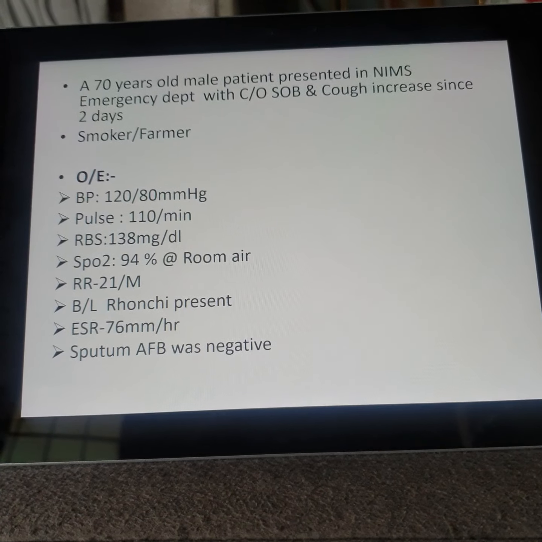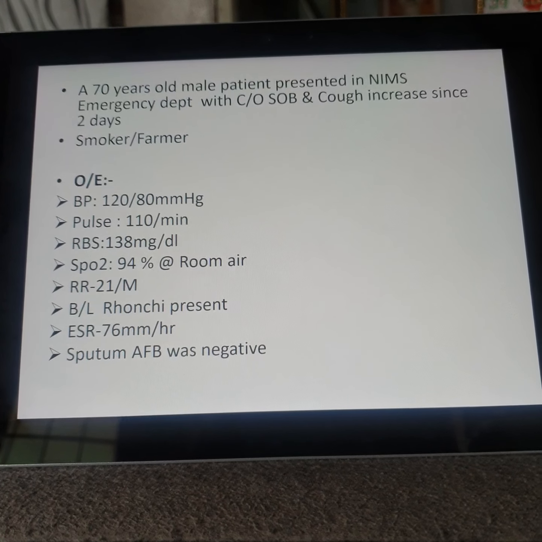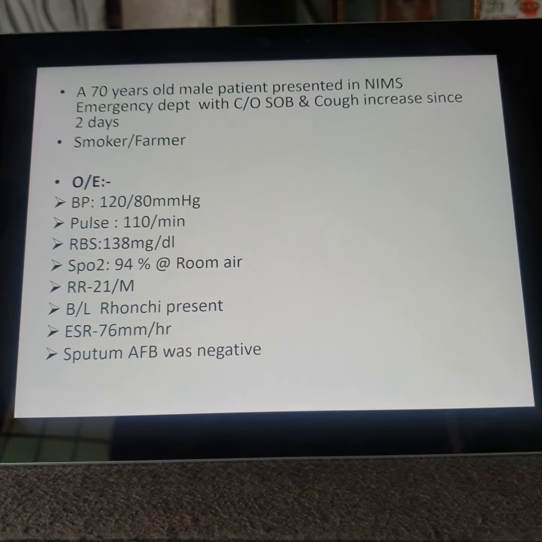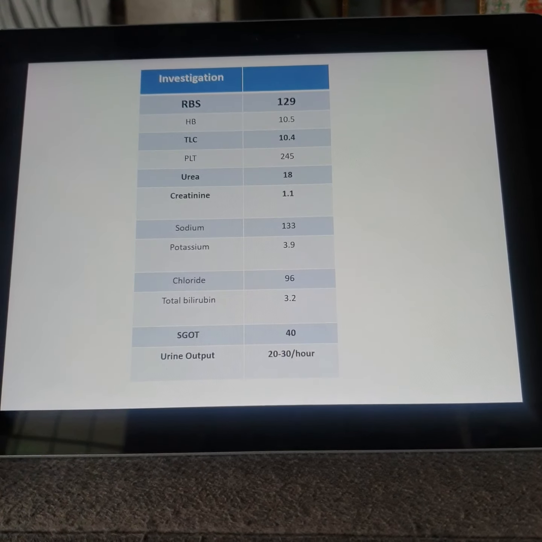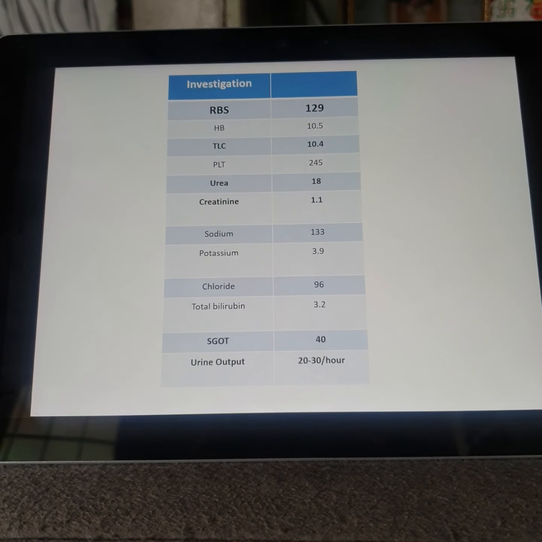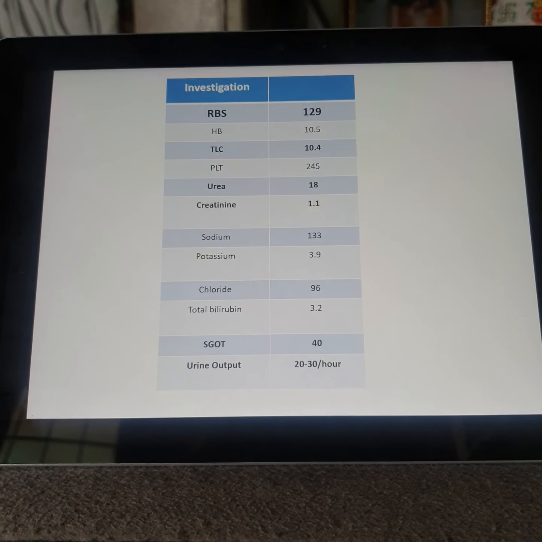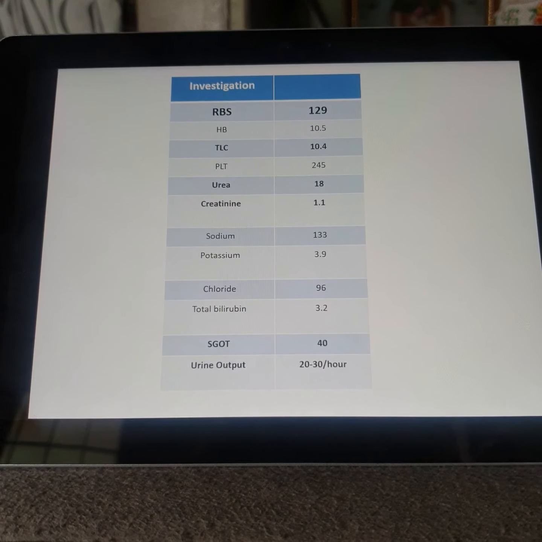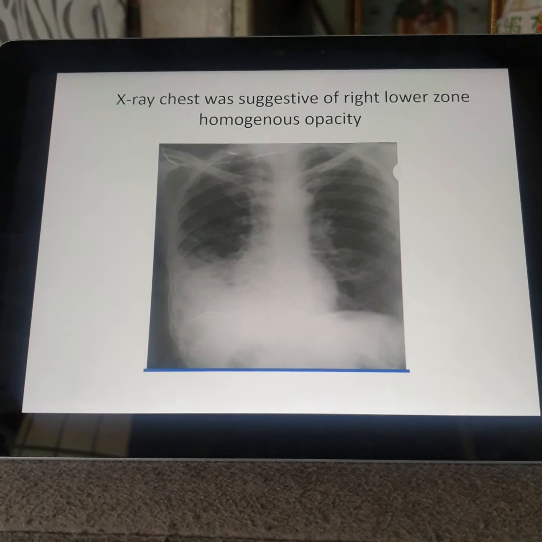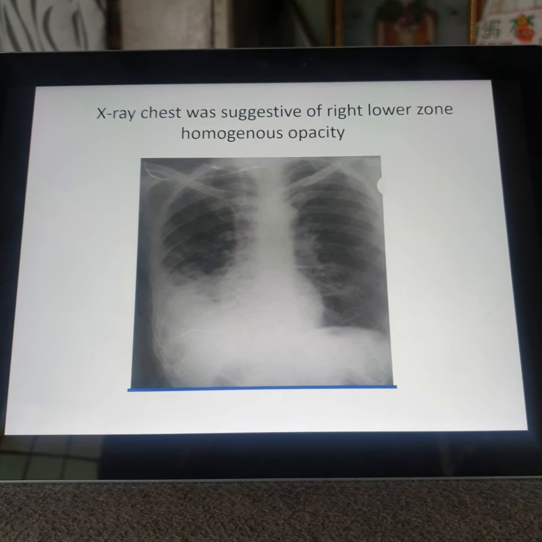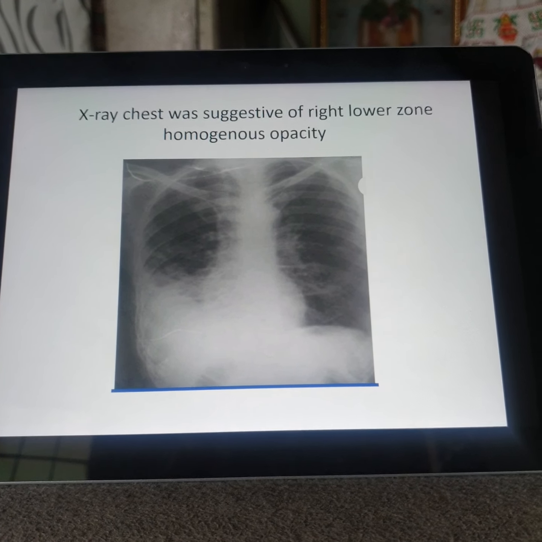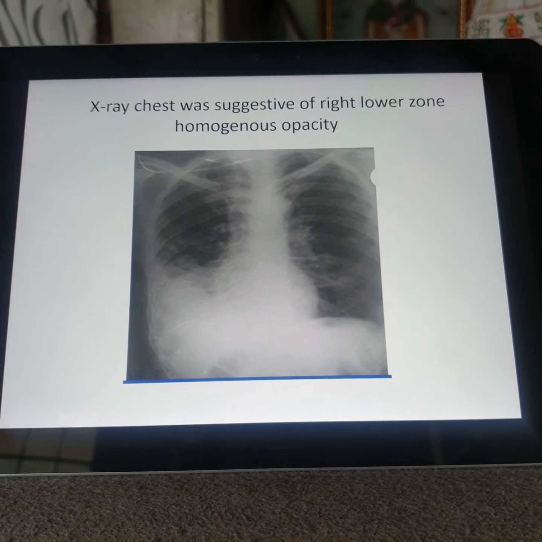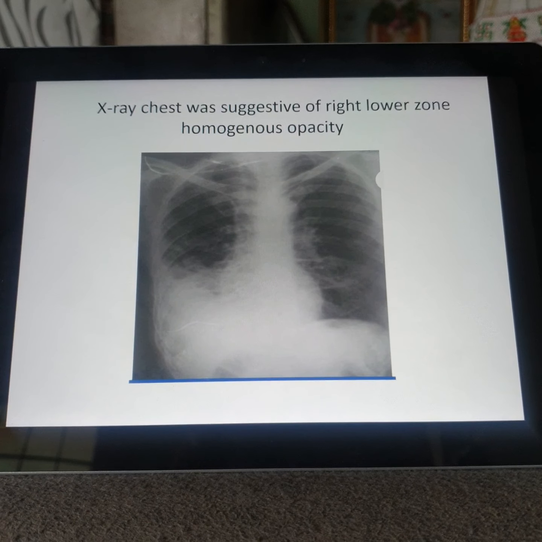Further evaluation was done by hematological and some radiological findings. ESR was 76 mm per hour. Sputum AFB was found to be negative. Among the hematological parameters, we found hemoglobin was 10.5 due to chronic respiratory illness. So we ordered a chest X-ray. We found right-sided pleural involvement or pleuroparenchymal infection.